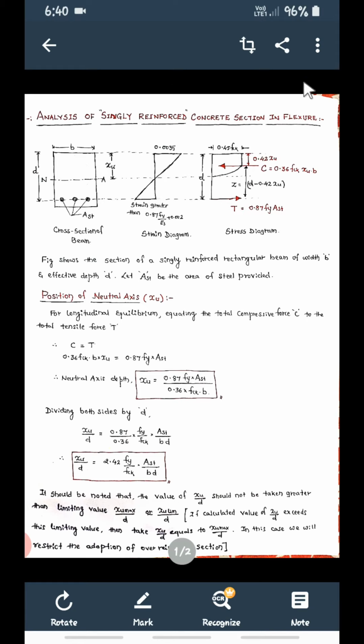In a doubly reinforced beam, steel bars will be provided at the top also, and at the bottom, that is the tension zone, also. So such beams are called doubly reinforced beams. Right now we will be concentrating only on the singly reinforced beam, where the steel reinforcement is provided only in the tension zone. So this is the tension zone. In a beam, the bottom portion is the tension zone.